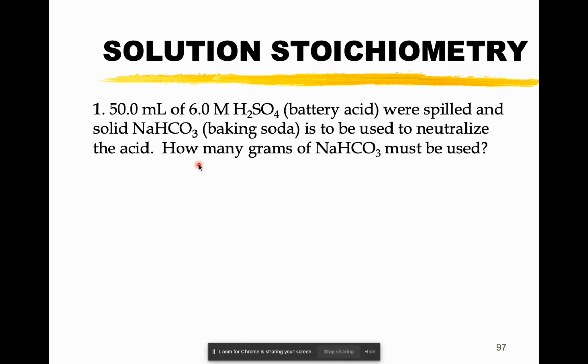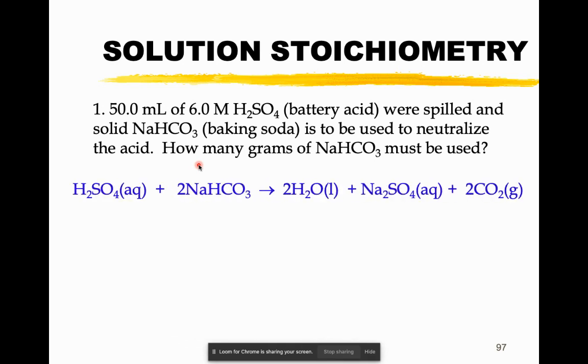Our situation calls for a balanced chemical equation. This is a neutralization reaction wherein a strong acid is being neutralized by a strong base. The usual products are water molecules and a certain salt. Sometimes a gas may evolve. All right, here is our balanced equation for this problem.